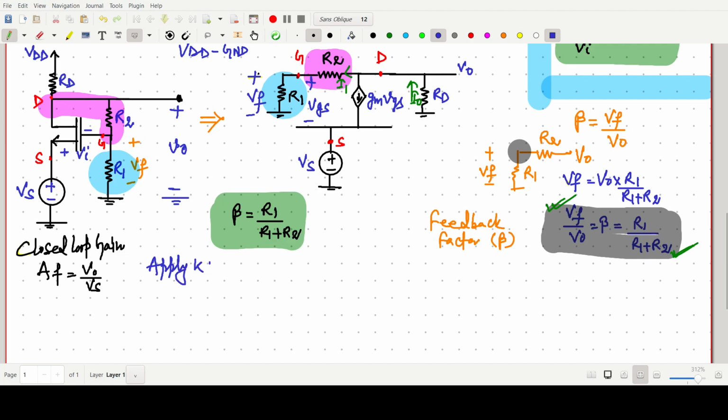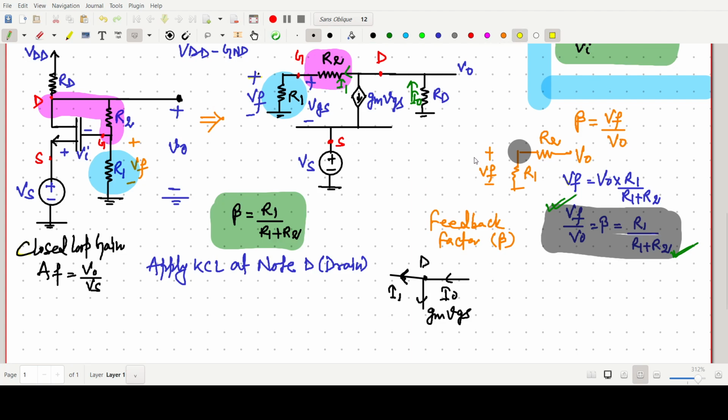Apply KCL at node D, the drain point. So how many current components are there? One current at D is I naught going this way. Then one current is going this side, that is gm VGS, and this current is our I1. Is it okay?